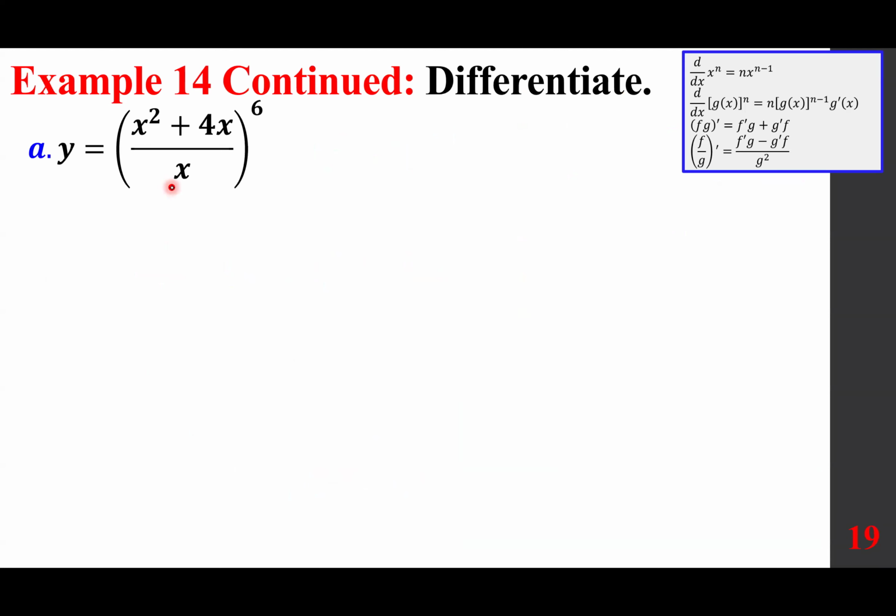We're going to differentiate the expression y equals (x^2 + 4x) over x to the power of 6. And anytime you have a case like that, you want to ask yourself, can I simplify it first? And the answer is yes, meaning this is x, this is 4, and you're dealing with (x + 4) to the power of 6, which means no need to do the quotient. That's the idea.